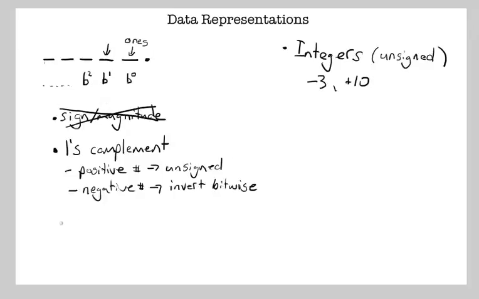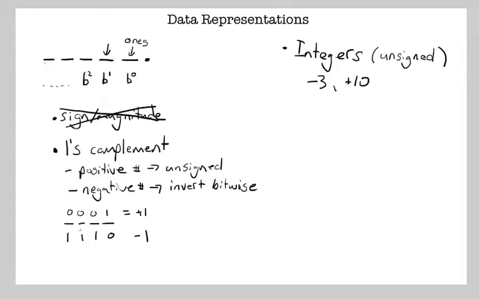In ones complement, positive numbers are done as unsigned, and for negative numbers, you invert every bit. So under this system, if you had 4 digits and wanted to represent 1, we would write 0001. And if we wanted to write -1, we would invert that bitwise. So a 0 would become a 1, and a 1 would become a 0. So this is +1, and this would be -1.